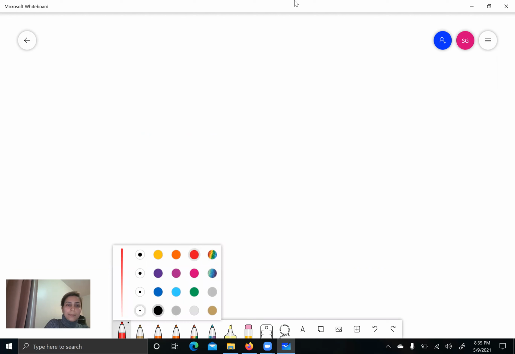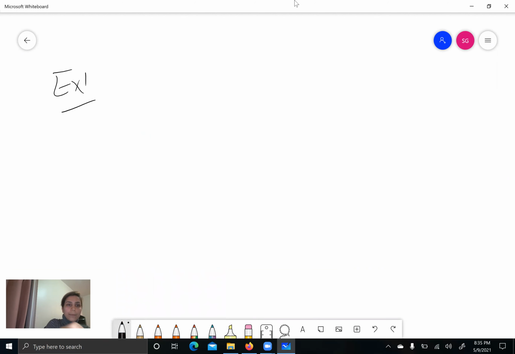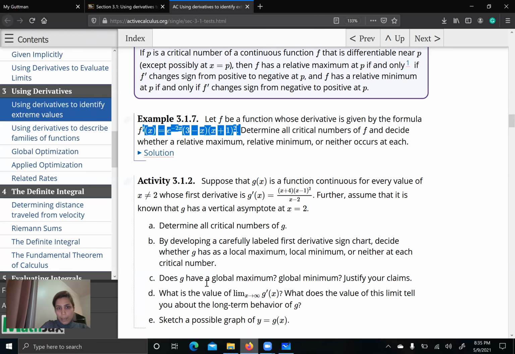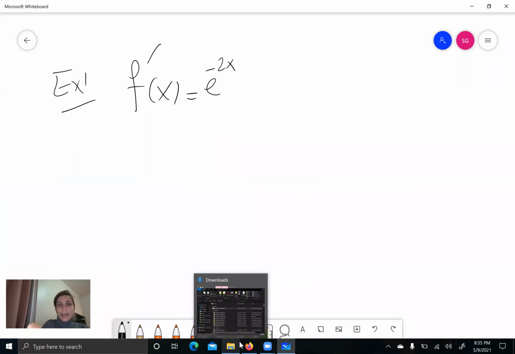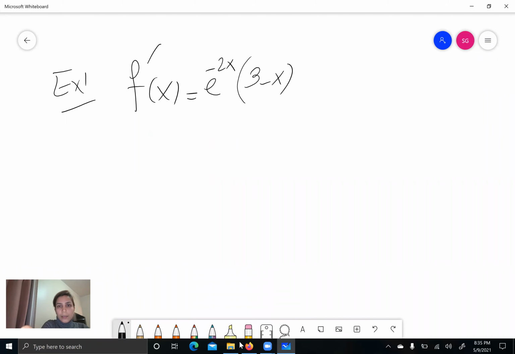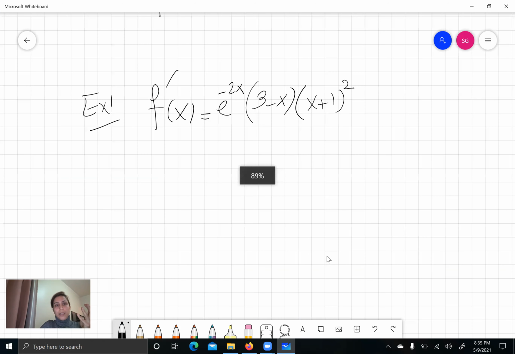So this is example 1. The derivative of this function is e to the negative 2x times (3 minus x) times (x plus 1) squared. Okay, the question says, determine all the critical values and then identify whether or not they are extreme values or whatever they are.